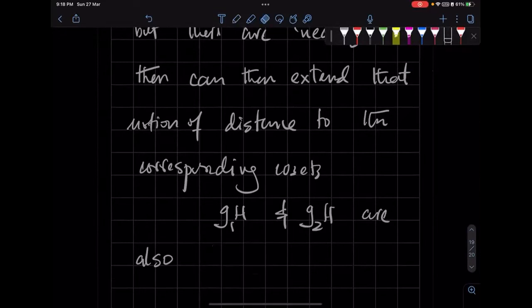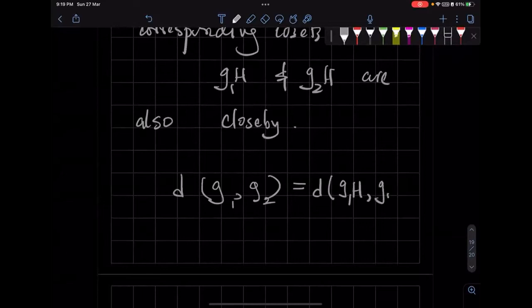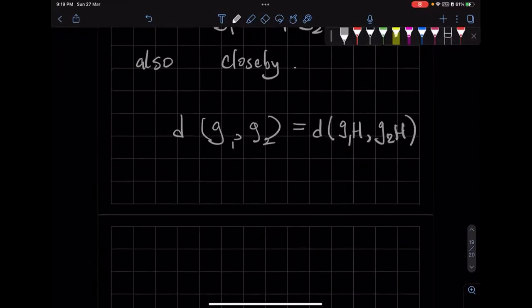Sorry, I'm forgetting how to spell. Okay, so basically what we are saying is, if there is some notion of distance between G1 and G2, and they're not in the same coset, then we can say, why don't we define the same notion of distance between their corresponding cosets? So in this way, we extend the manifold structure to the coset space.